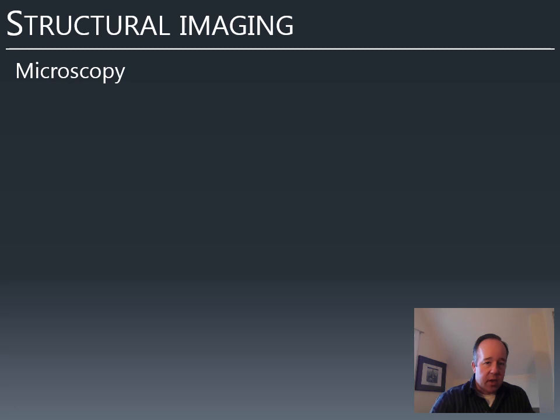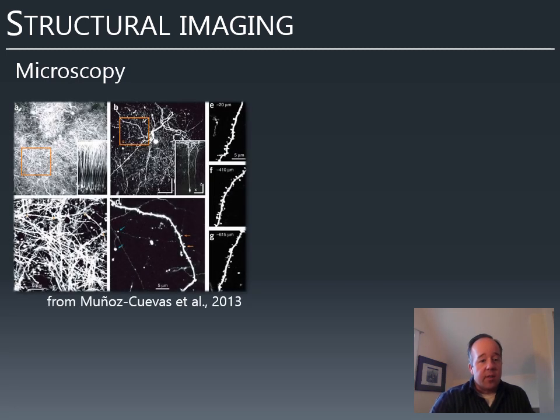Another structural imaging technique is microscopy, using a microscope. And you get images like this one. And obviously here, you're seeing things at a very small scale. So you don't use microscopy to look at the whole brain. You can use a CAT scan for that, but you also don't use a CAT scan for looking at individual dendrites. You can use microscopy for that, so it's a difference in scale.